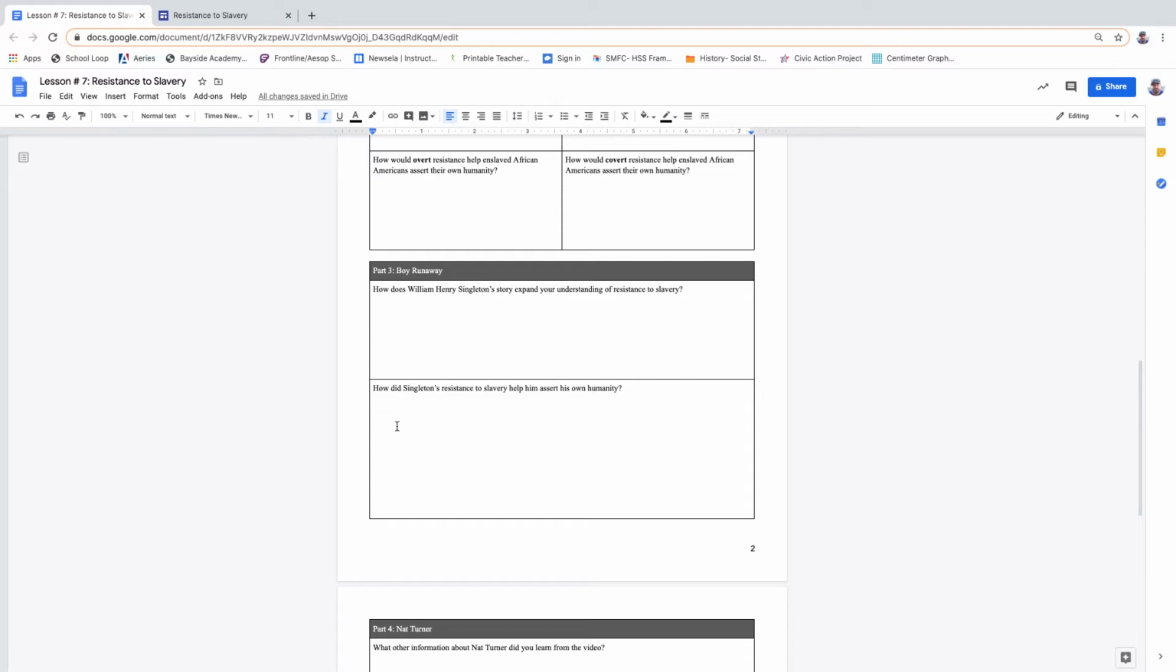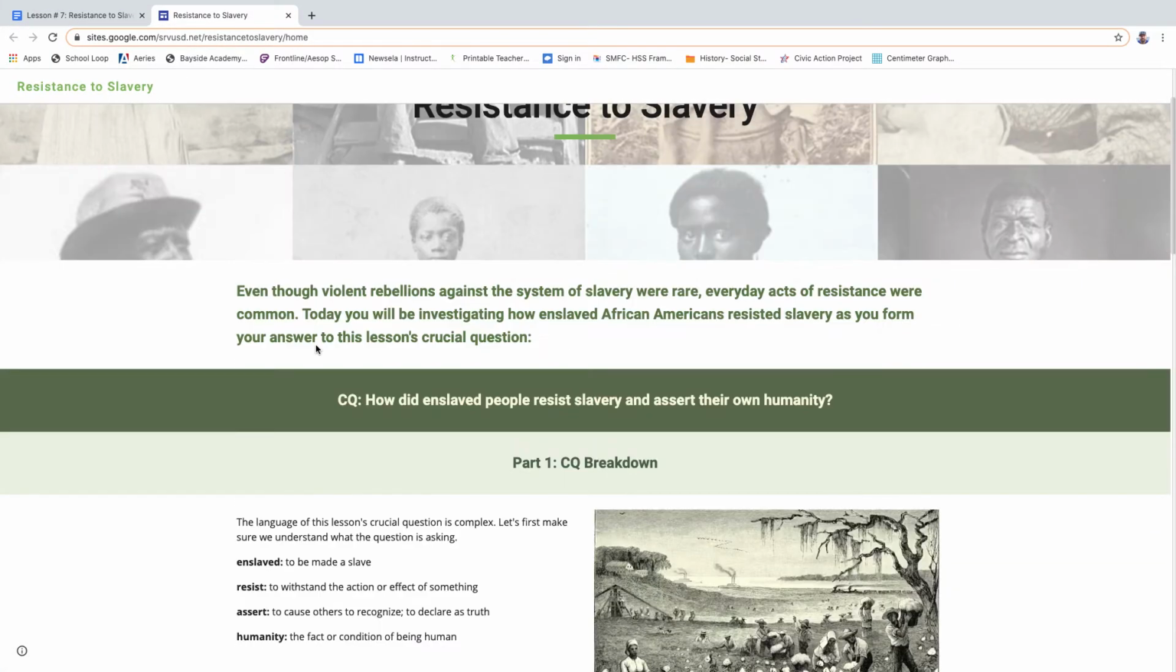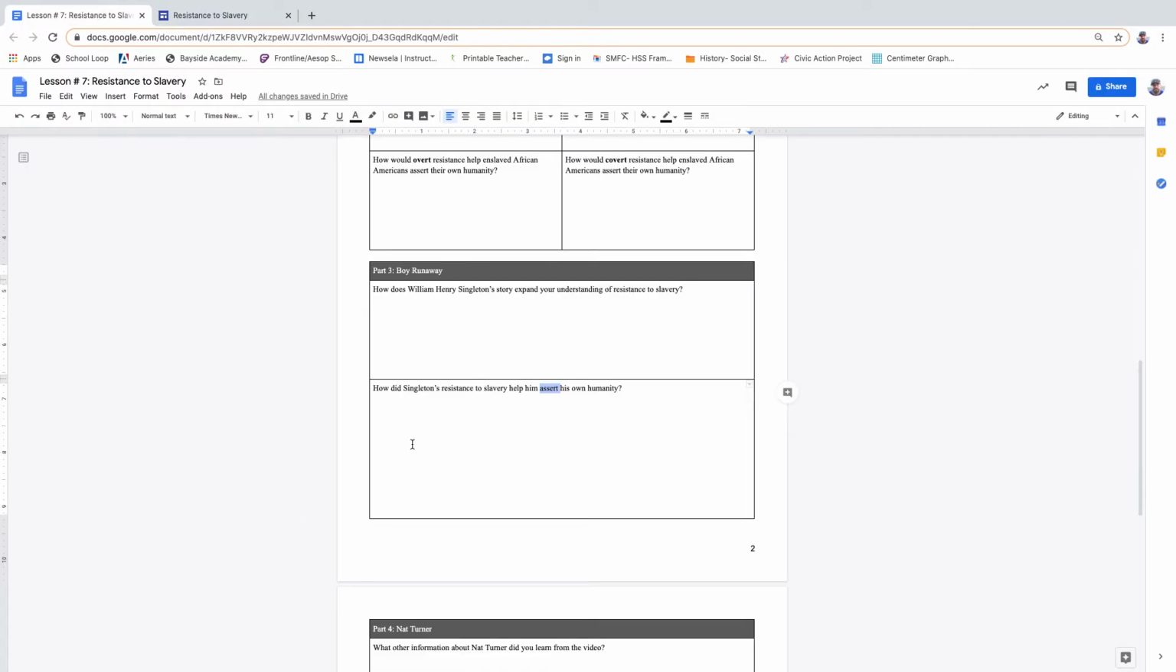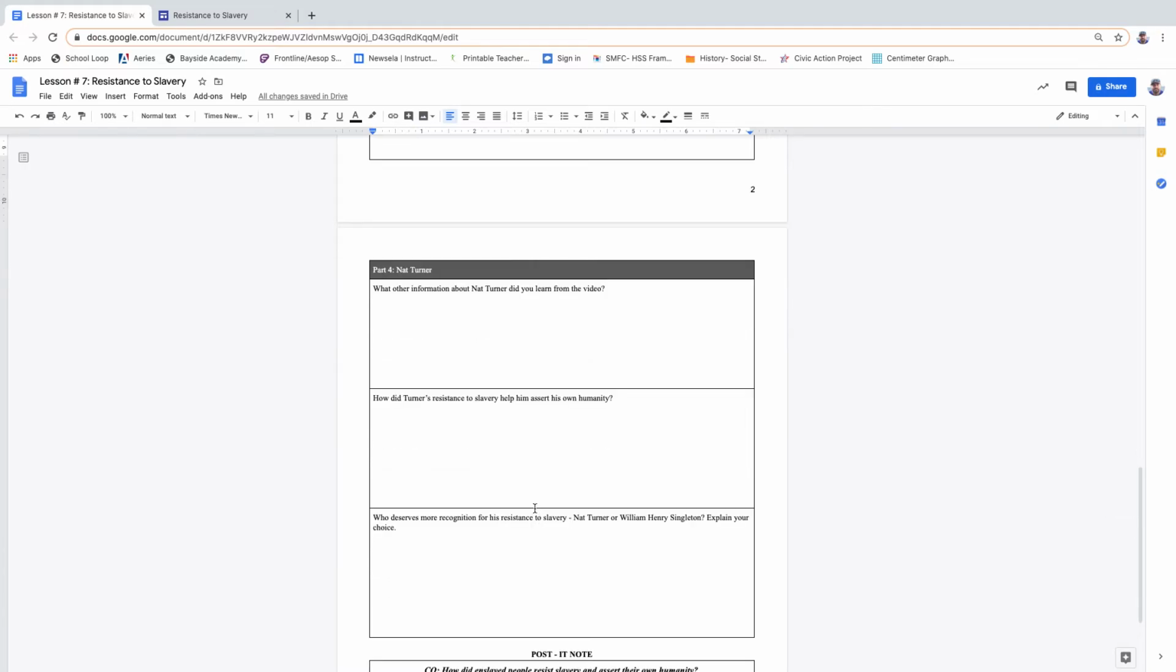Now down here is, how did Singleton's resistance to slavery help him assert his own humanity? And again, we see this term again, assert. By now you should really know what this term means, which is here, to cause others to recognize or declare as truth. So again, how does Singleton's resistance to slavery help him declare as truth his own humanity? You're going to answer this in complete sentences. Finally, we're going to get down to part 4, Nat Turner. What other information about Nat Turner did you learn from this video?